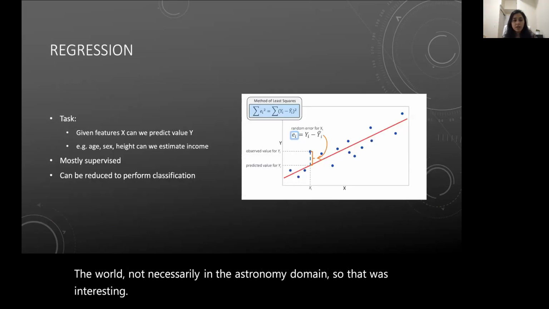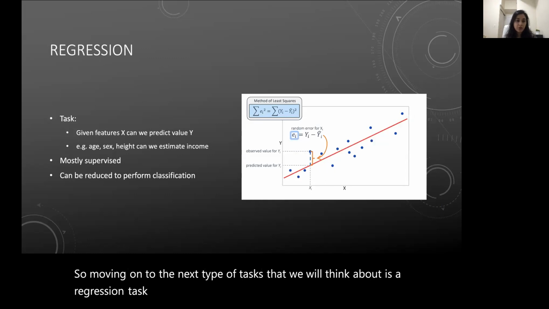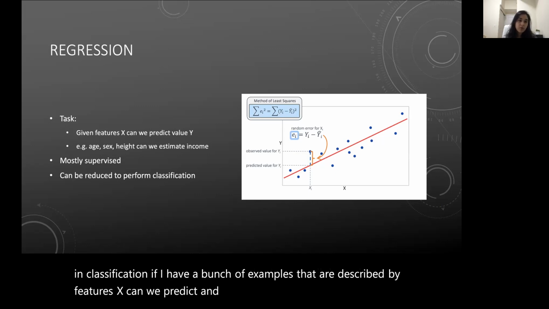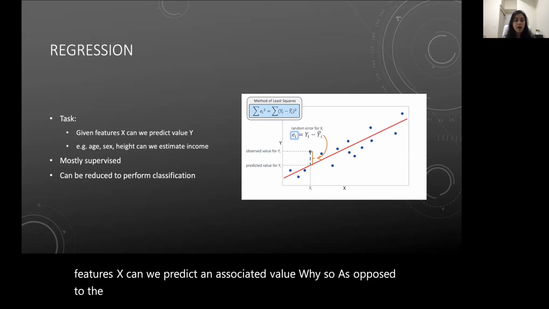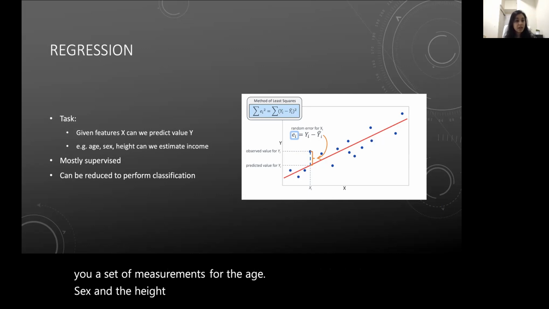Moving on, the next type of task that we'll think about is a regression task. Going back to our example in classification, if I have a bunch of examples that are described by features X, can we predict an associated value Y? As opposed to the previous case where you had a label, here you will have a value, a real number. For example, if I'm giving you a set of measurements for the age, sex, and height, can we predict an associated income?